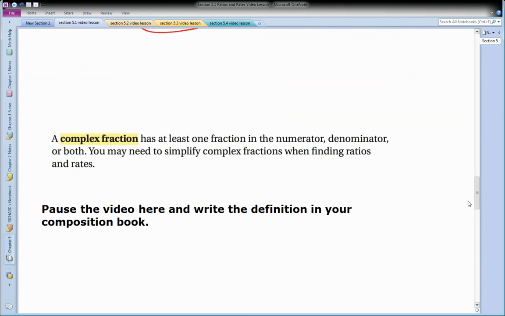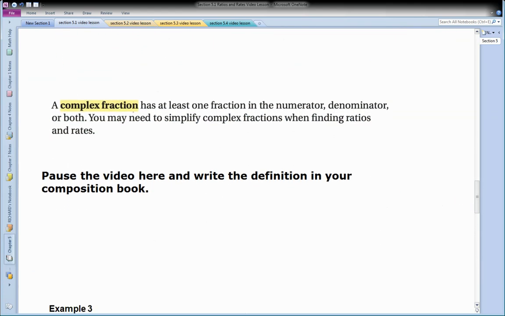So here's another definition for you. It's called the definition of a complex fraction. So this is the definition, and it's this first sentence. A complex fraction has at least one fraction in the numerator, denominator, or both.